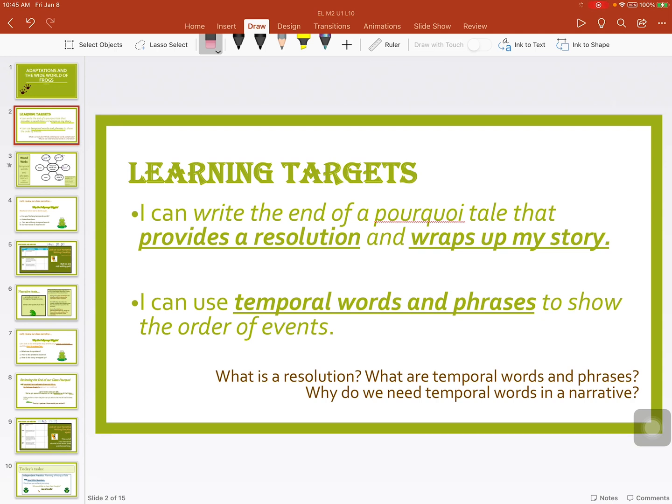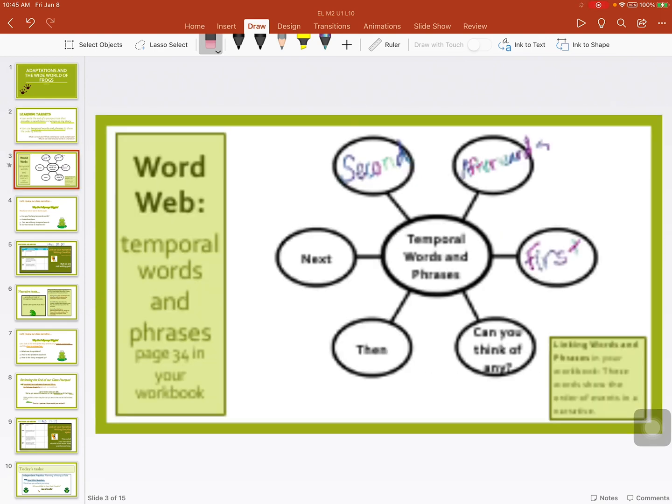What is a resolution? What are temporal words and phrases? Why do we need temporal words in a narrative? Those are all things you're going to think about and consider throughout this lesson.